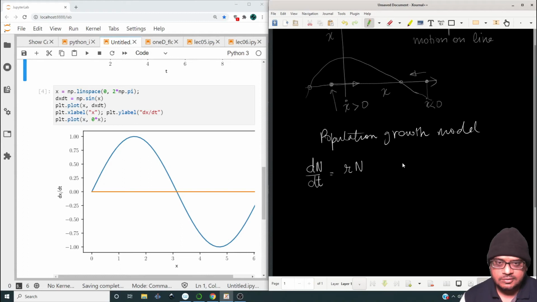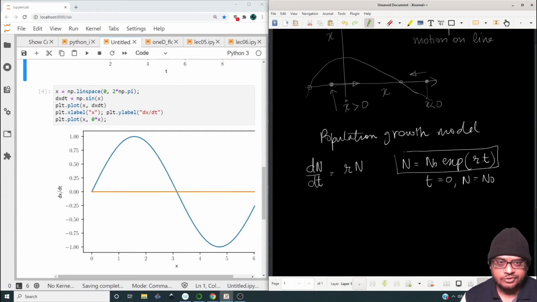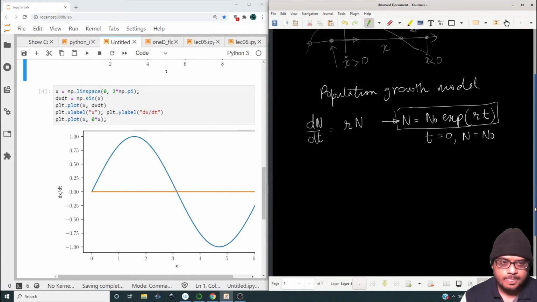The solution to this is obviously N is equal to N naught exponential of r times t, where at t equal to 0, N is equal to N naught. So it predicts an exponential growth in population. But we all know that such an exponential growth cannot be sustainable because there is a finite amount of resource that you always play with.